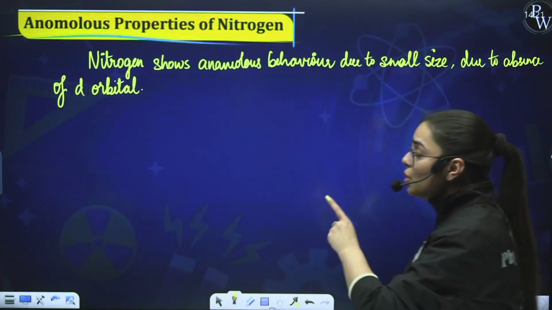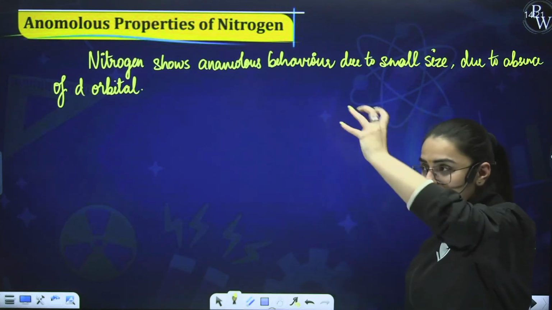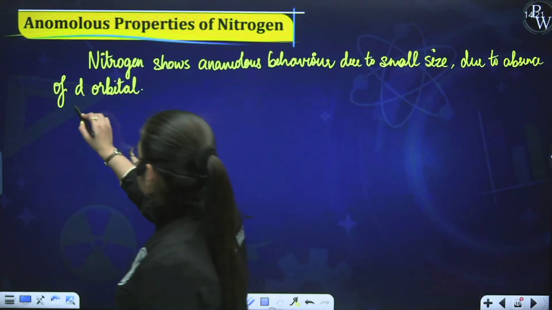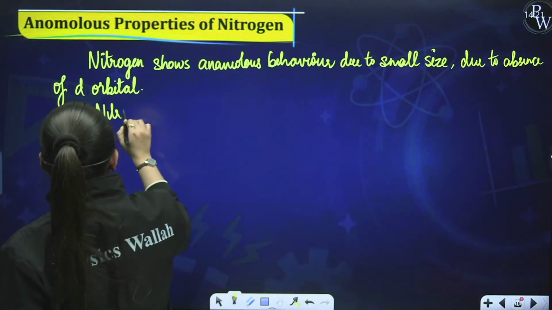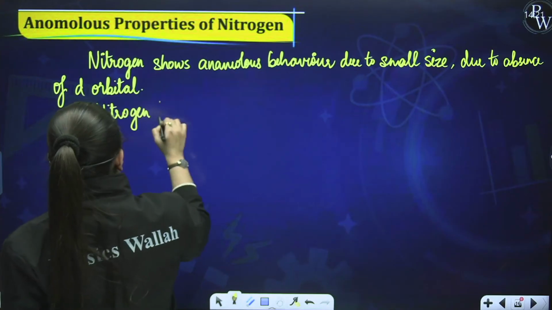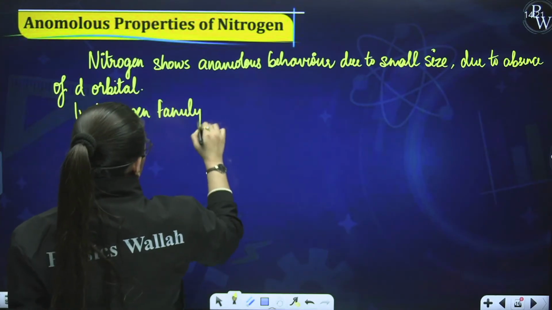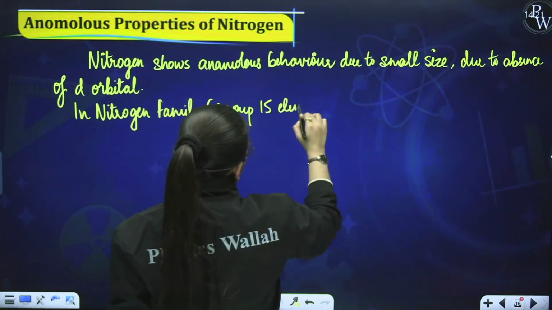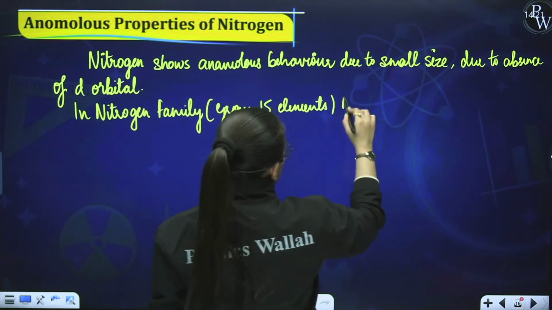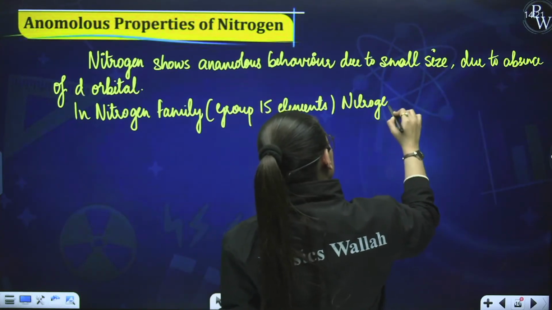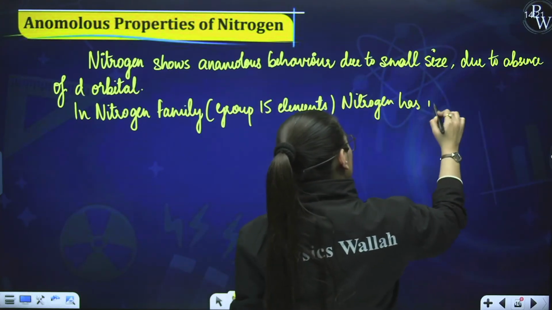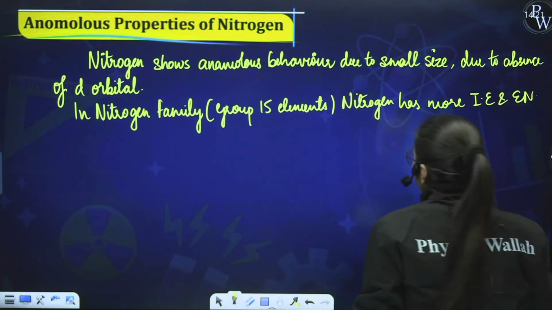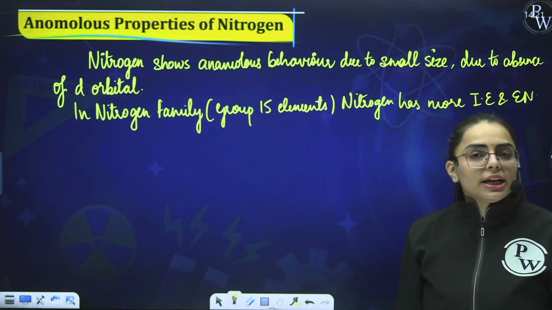Moreover, if I say ionization energy, it decreases down the group. If I talk about electronegativity, it decreases down the group. That means in the nitrogen family, or group 15 elements, nitrogen has more ionization energy and electronegativity with respect to the other elements in the group. Okay, is it clear to you?